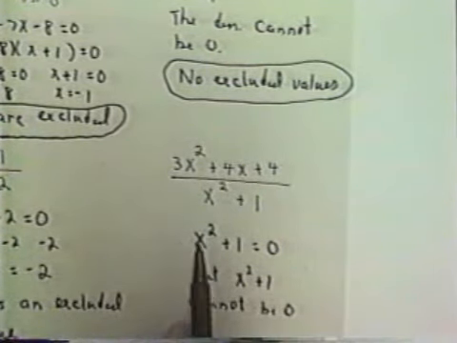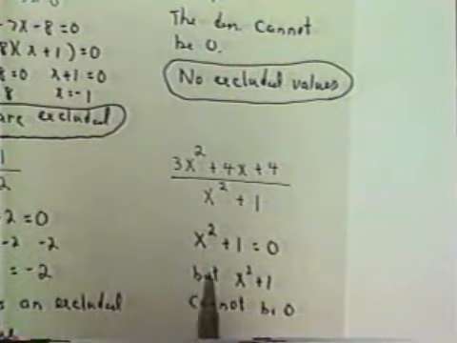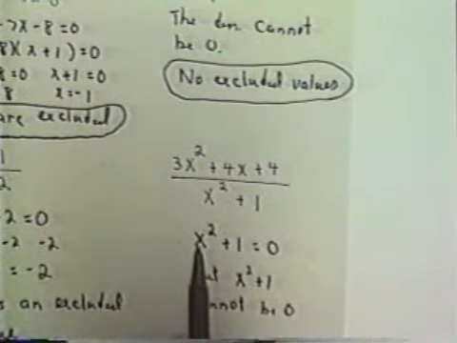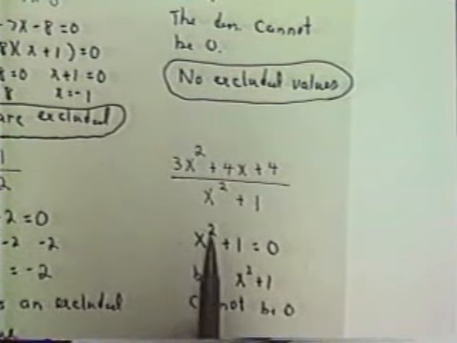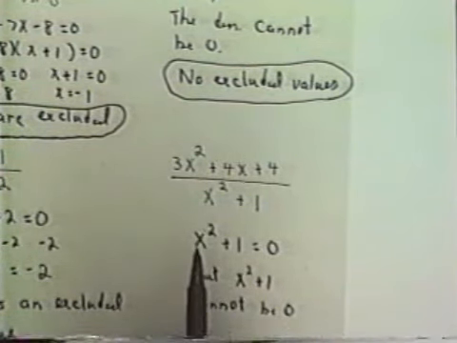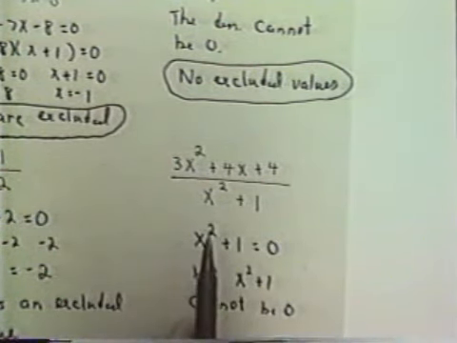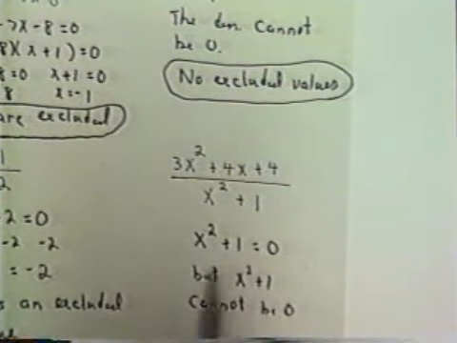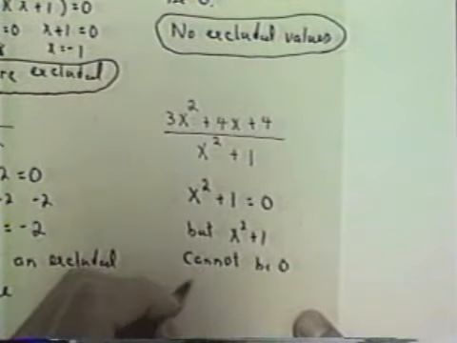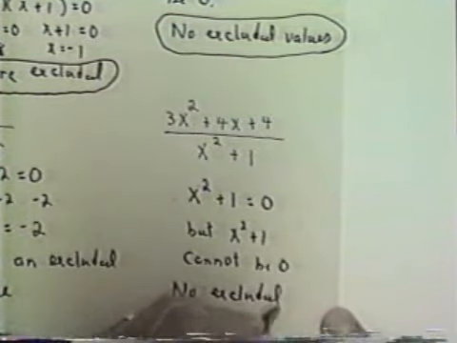So no matter what you pick for x, x squared plus 1 cannot be 0. In fact, no matter what you pick for x, x squared plus 1 will be positive. If x is a negative, once you square it, it becomes positive, and a positive plus a positive is positive. If x is 0, 0 plus 1 is a positive. And if x is a positive, then a positive squared is a positive, and a positive plus a positive is a positive. So there's no way you can get 0. Since there's no way you can get 0, again we say no excluded values.